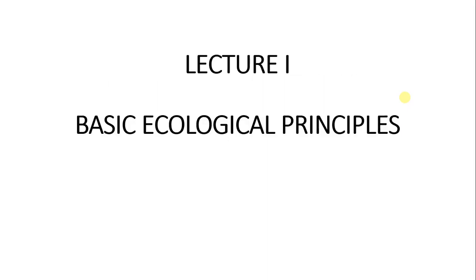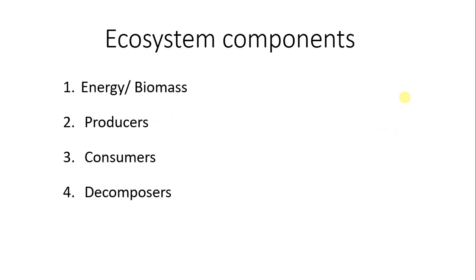Alright, so let's get to the first lecture. The first lecture, you want to talk about the basic principles. Basic ecological principles. There are some basic ecological principles that we need to study. When you get to an ecosystem, there are key players, because we just mentioned that it's a unit of interaction between the living things and the non-living things on one hand, and then among the living things, how they impact one another, how they influence one another. So there are key players.